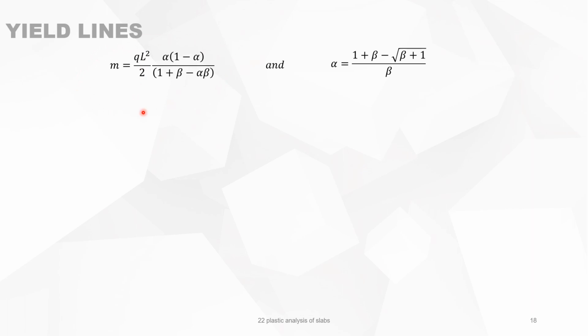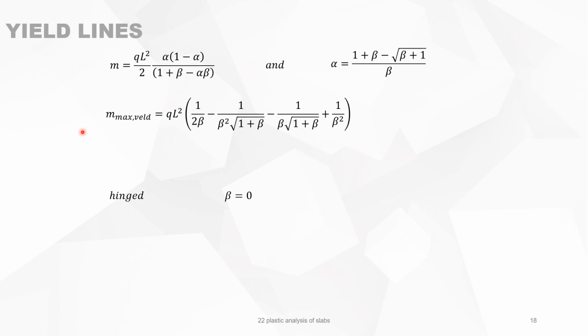This was the general formula of the bending moment. You maximize it by choosing alpha equal to this formula. You substitute and you get the formula for the maximum bending moment of our problem. When it's hinged, beta is 0, and then M max will be QL squared over 8. Remember, M is always the sagging bending moment, and beta M is the hogging bending moment. So beta is 0, and then we find again QL squared over 8.